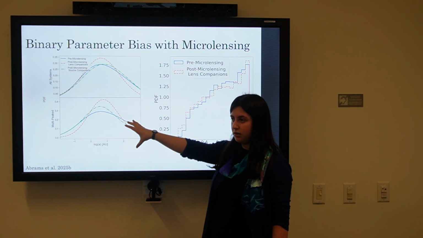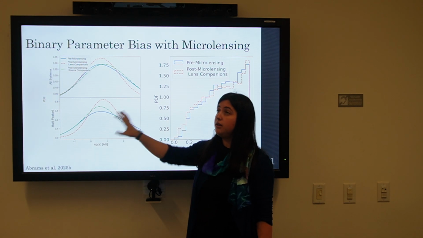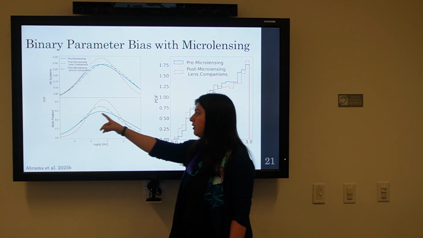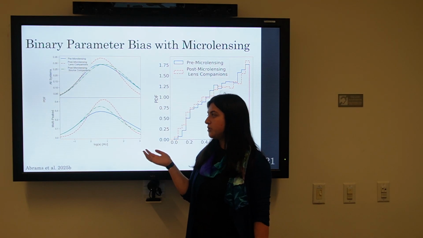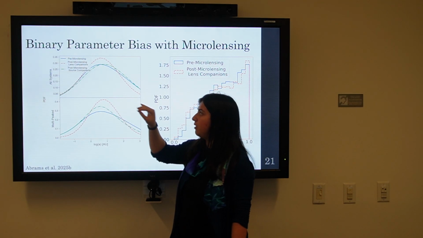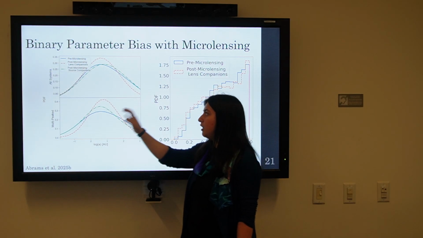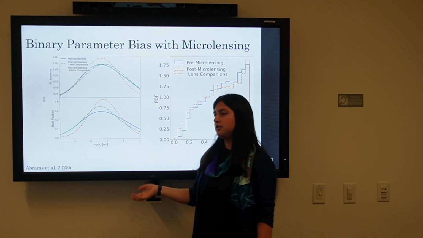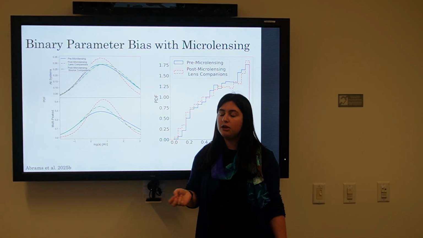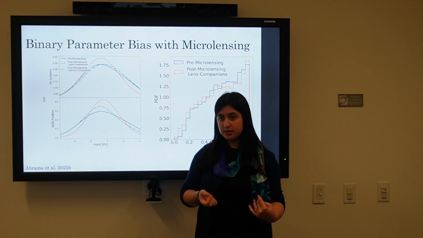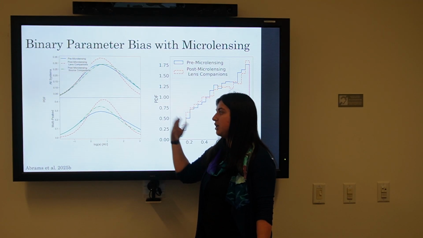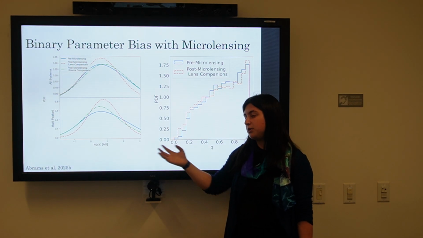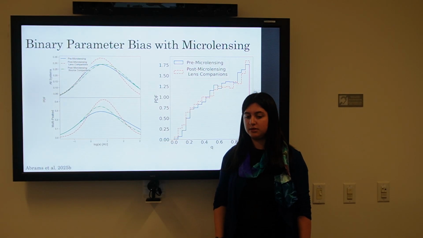Let's focus down here. These are the multi-peak binaries. These are the ones that are more likely to be identified as binary. You can see in blue the pre-microlensing distributions, in orange the post-microlensing lens companions, and in green the post-microlensing source companions. And you can see that there's significant differences between these. So if we were to say something about our measured semi-major axis distributions, then you'd have to take into account the differences in completeness as a function of the semi-major axis.